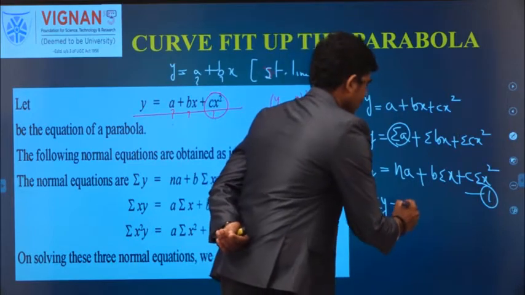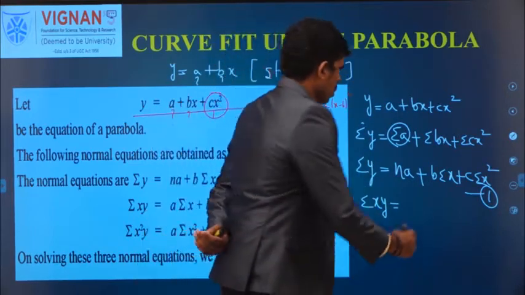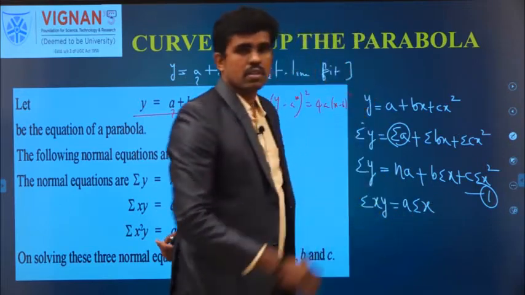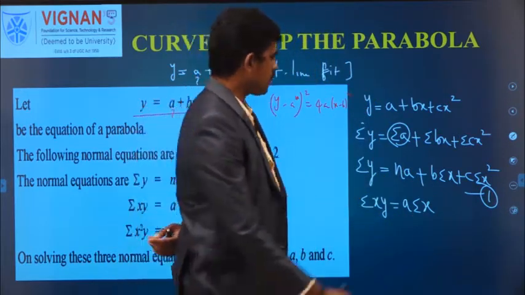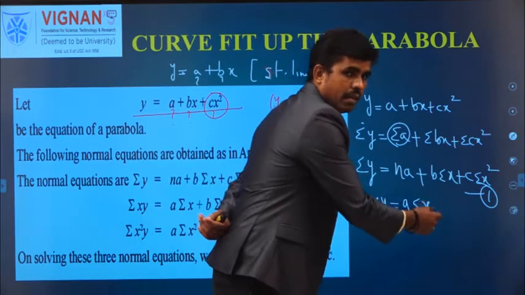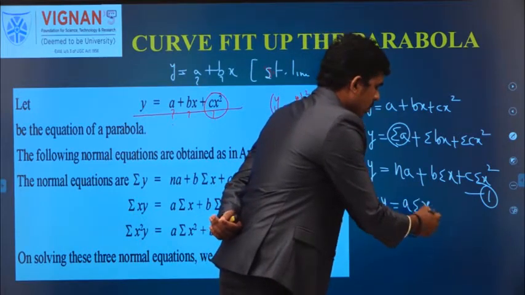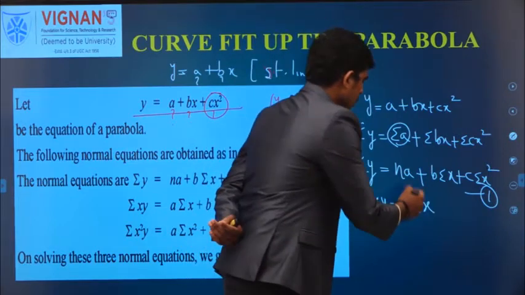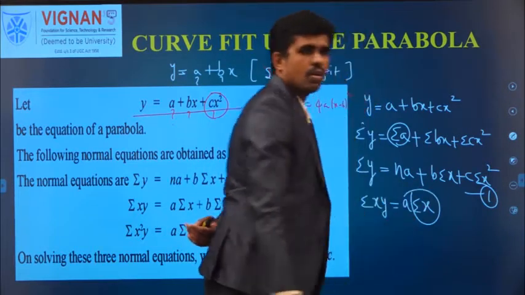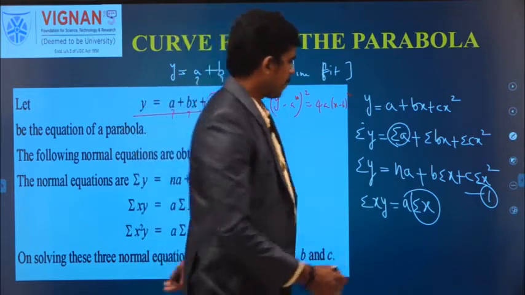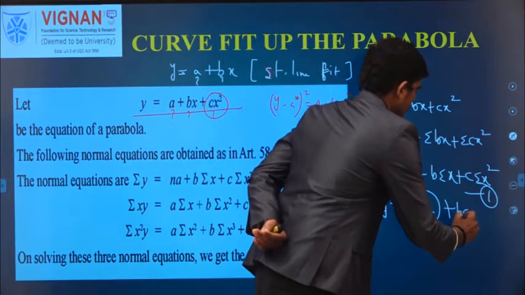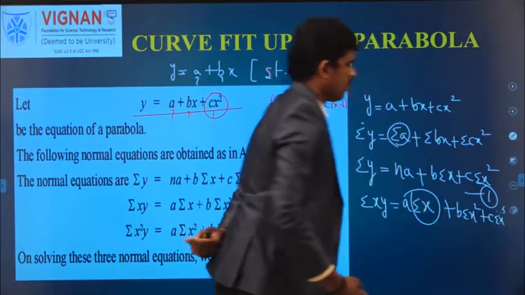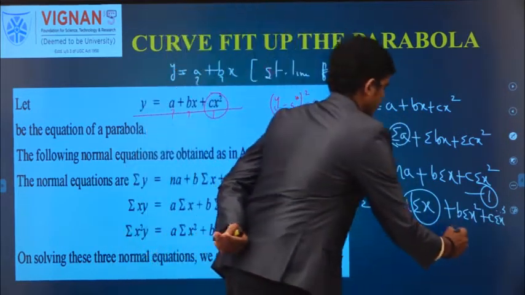Here, for the first time, a variable is involved. So a into summation x. No need to write n here. Why? Because this x is n times x. Normally n will be there, n times x, so you will get a and x. That's why there is no need to write n separately. Plus b into summation x square, plus c into summation x cube. So this is the second normal equation.